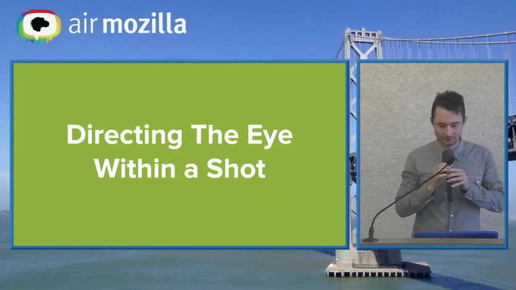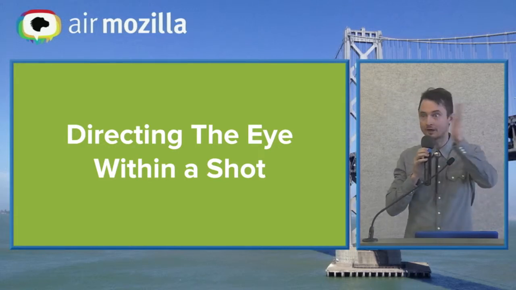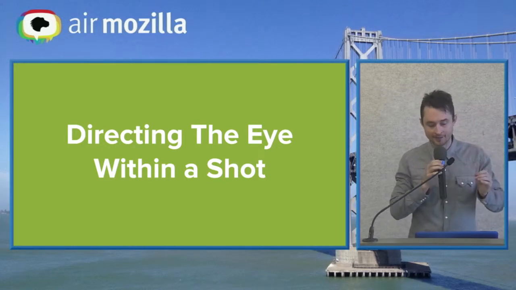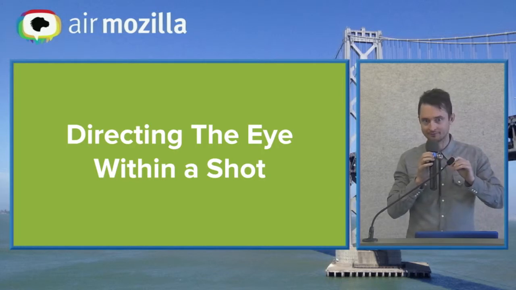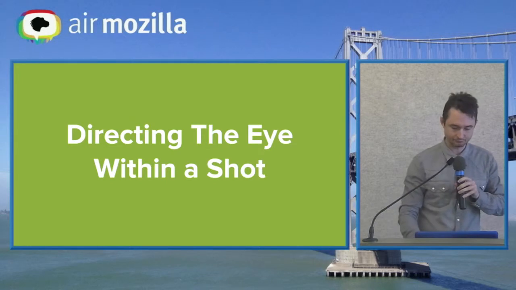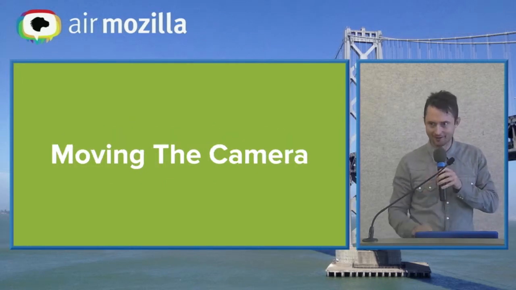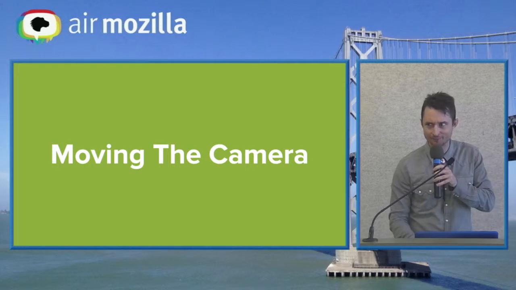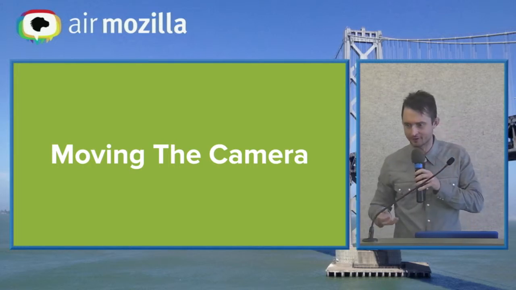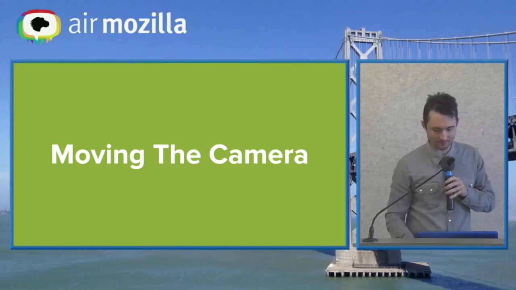Okay, directing the eye within the shot. So we just talked about editing, where you can kind of reset everything if you like. Now we're talking about within a shot, how do we keep Timmy focused? How do we keep him from wandering off somewhere? Moving the camera. But wait, you say, Avram, this is virtual reality. You can't move the camera. Everybody's going to barf, you know. Their heads will explode. Western civilization will come to an end.